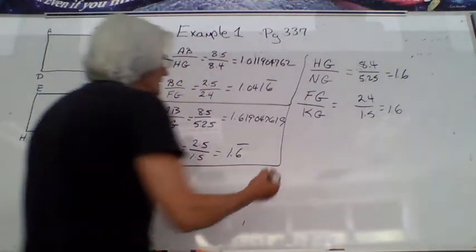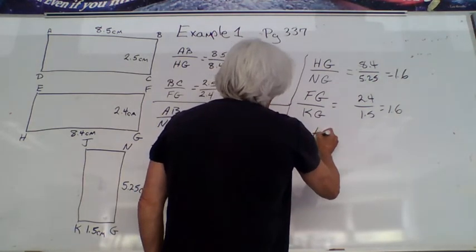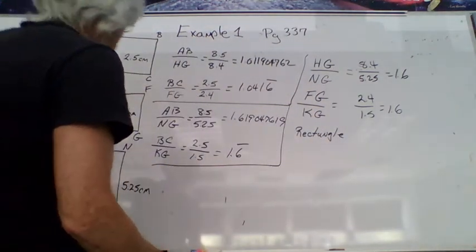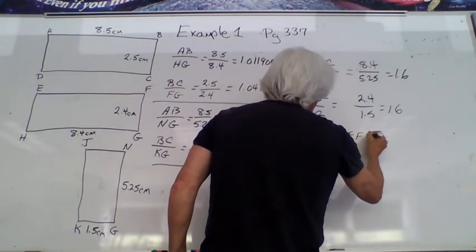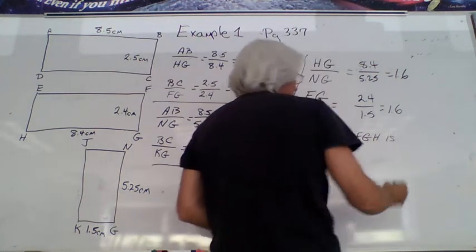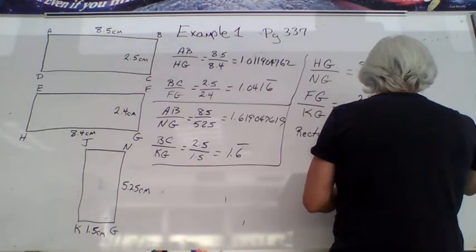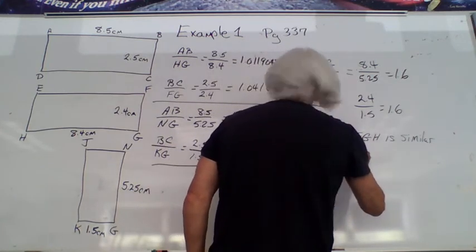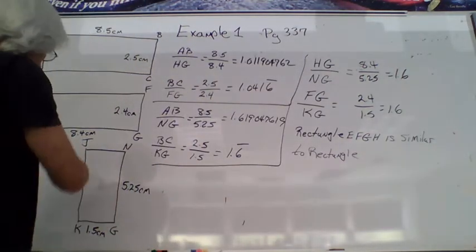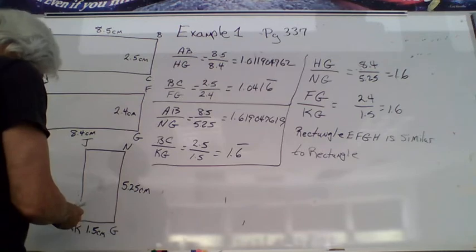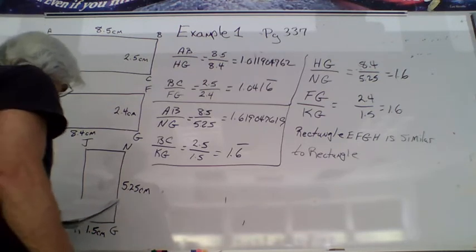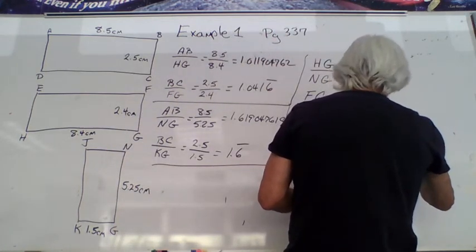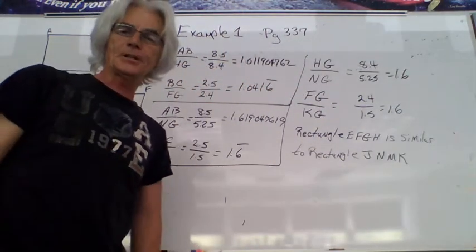So what does that tell me? It tells me that rectangle EFGH is similar to rectangle JNMK. It doesn't matter which way I do that.